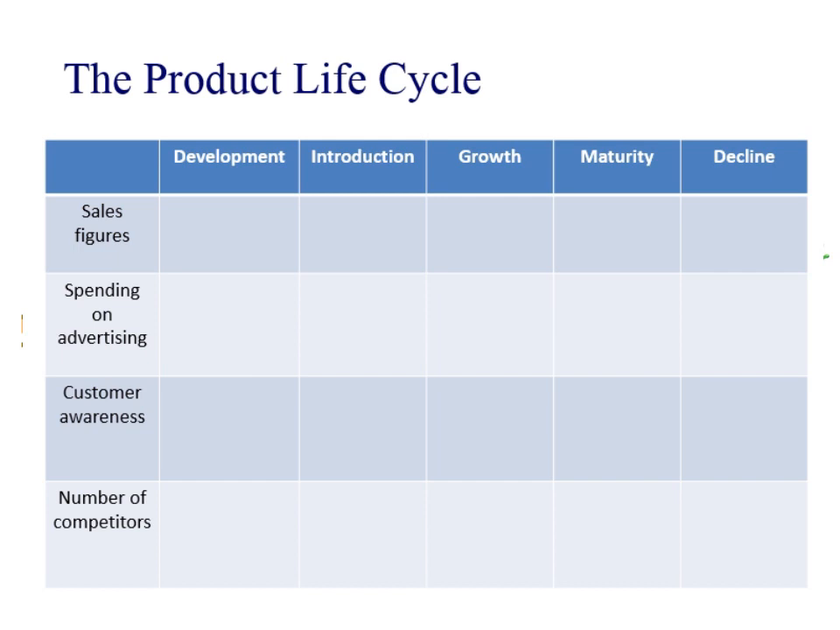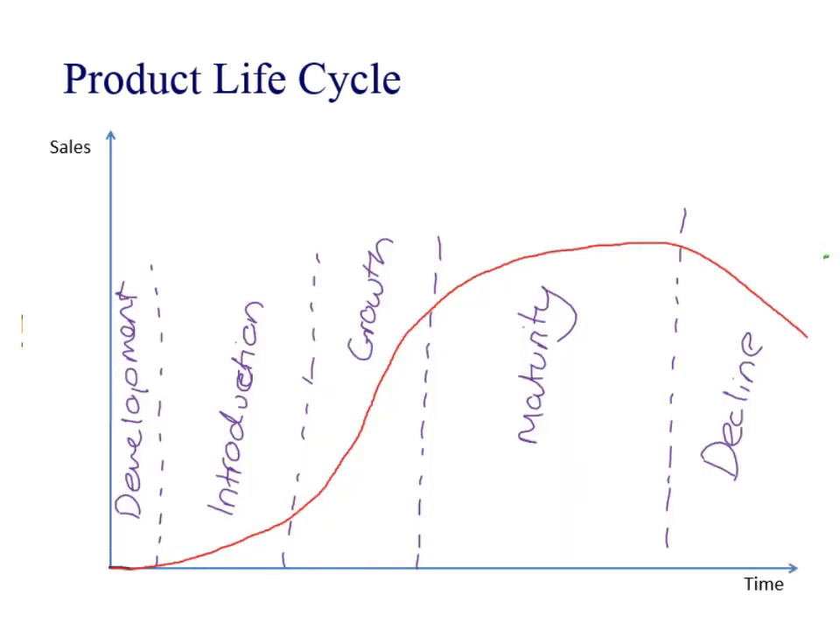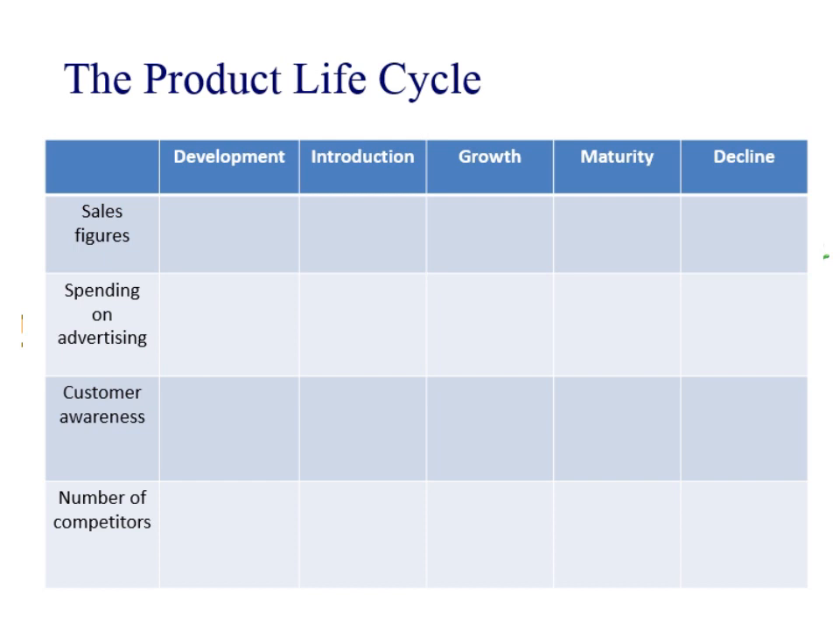So what's important, sometimes you get a question that says describe the product life cycle. So I'd always draw a product life cycle. Remember, get your axes right, sales against time. But they don't just want a description of what you draw, they want some information about what is happening within the business during these different stages. So what's happening with sales figures, spending on advertising, customer awareness, and number of competitors. These are just 4 things that I've chosen, but you could look at other things as well.